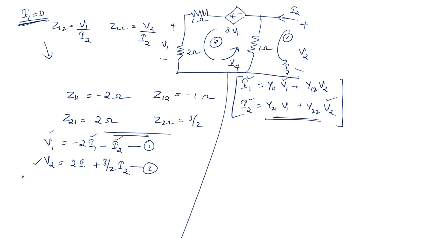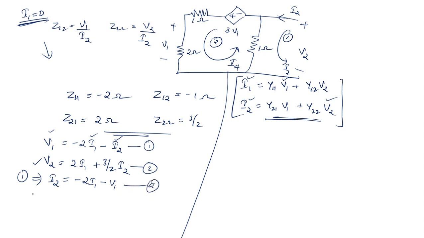So from equation 1, what I am going to do is take the value which has a coefficient 1. That is always easier to solve. From equation 1, I will write I2 is equal to, I will take it to the other side. So you have I2 is equal to minus 2 I1 minus V1. I will give this as equation A.